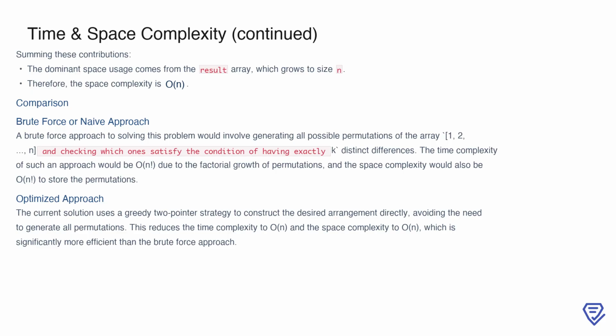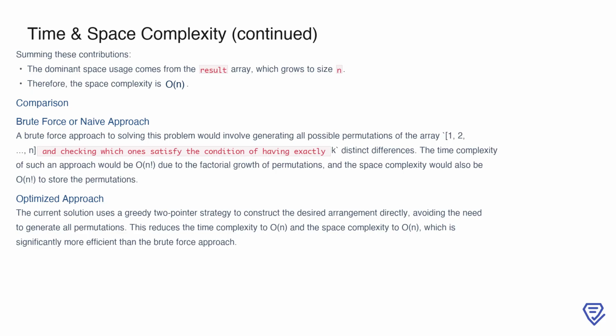To compare this with a brute force approach, consider generating all permutations of the array 1, 2, up to n, and checking which ones meet the condition of having exactly k distinct differences. This naive method has a time complexity of O(n!), due to the factorial growth associated with generating permutations. Additionally, storing these permutations would require O(n!) space, making it highly inefficient.